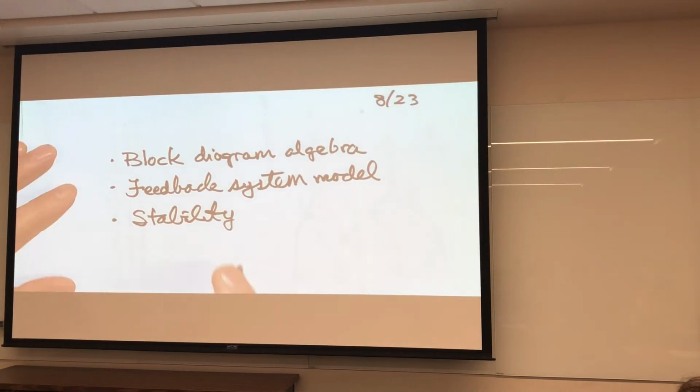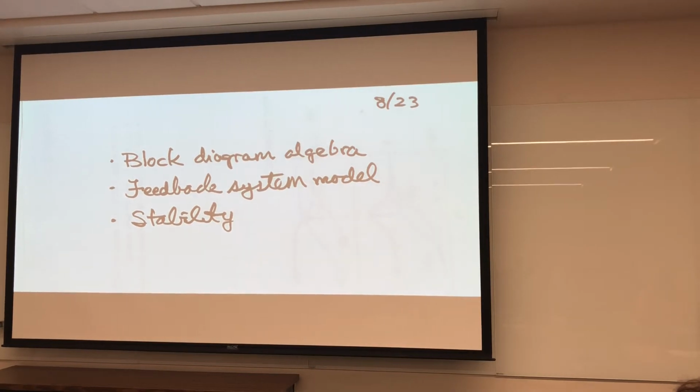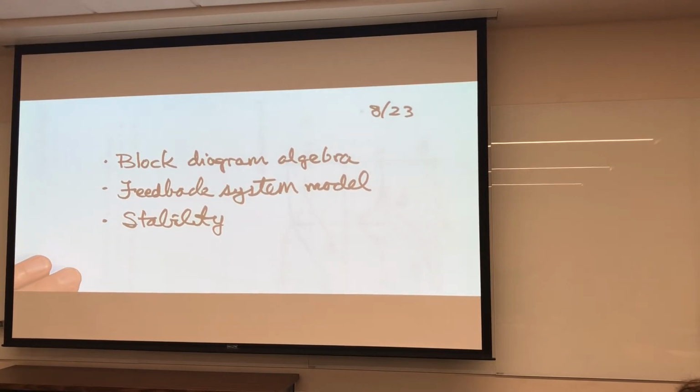So we talked about several things today. We've talked about the idea of block diagram algebra and the feedback system model. The feedback system model, we want to walk away with this idea of forward gain divided by 1 minus the loop gain. We want to practice that a little bit. And then the last topic I want to talk about today is stability.